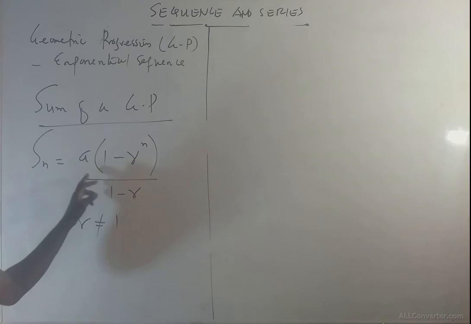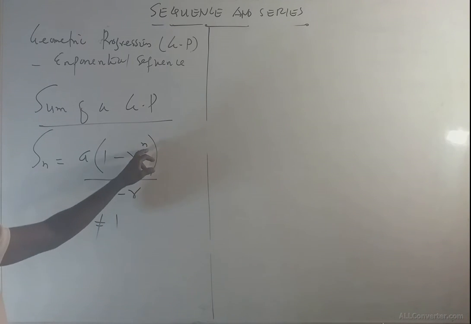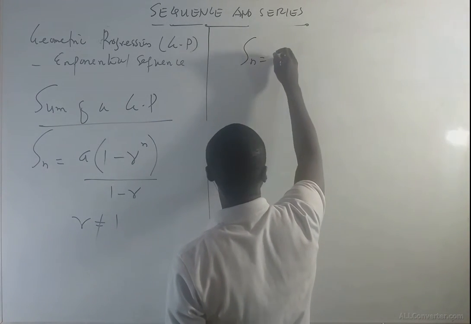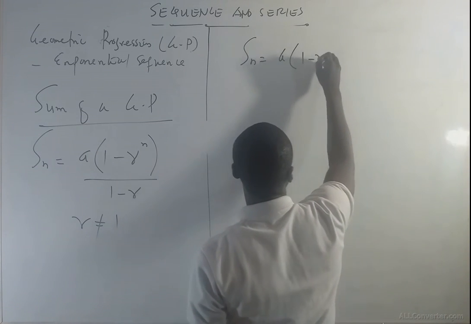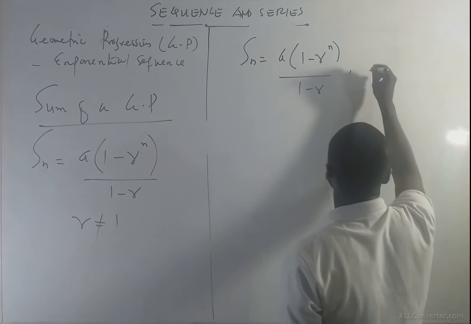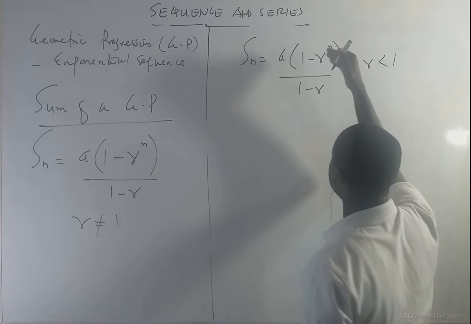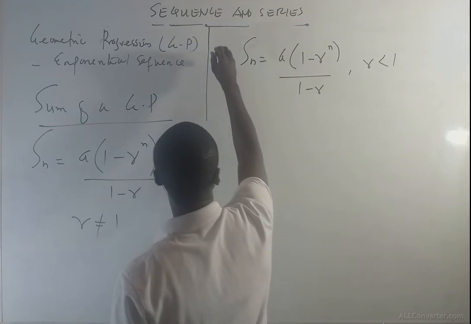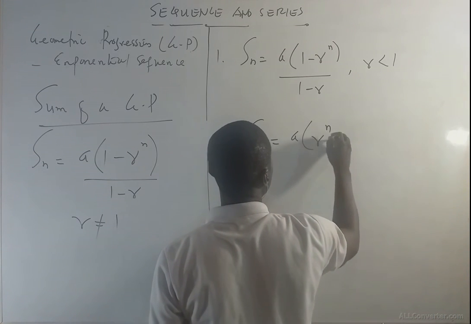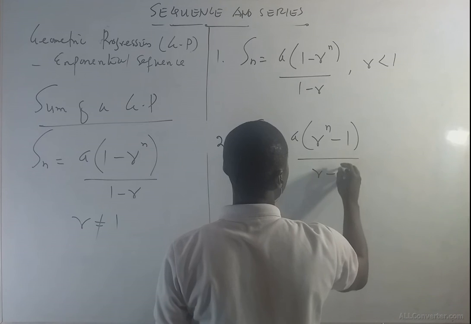So we have a into bracket 1 minus r exponent n, all divided by 1 minus r. The a is the first term, the r is the common ratio, and the n is the number of terms. Now take note of this. When the common ratio is less than 1, it's appropriate to use this formula. Take note of that.